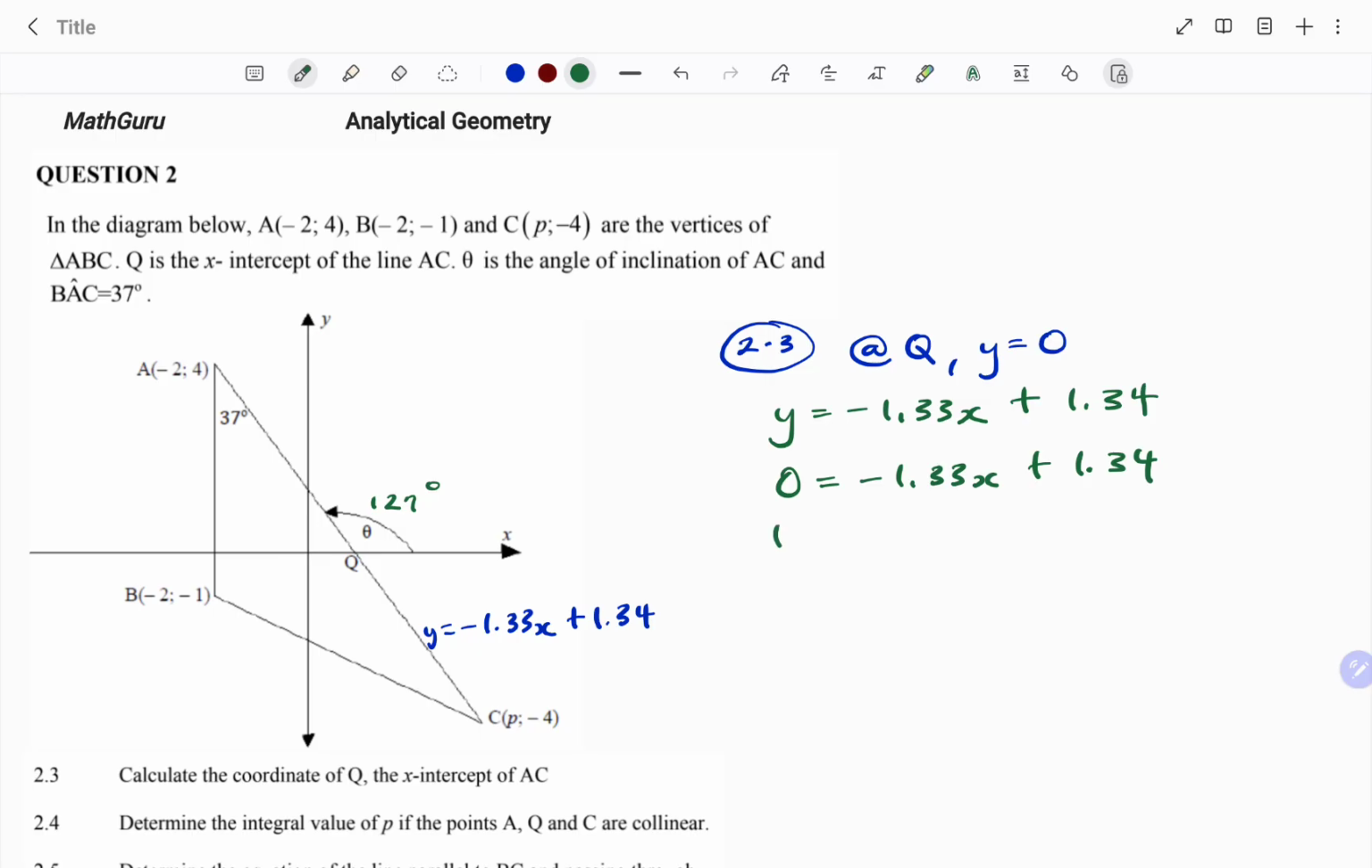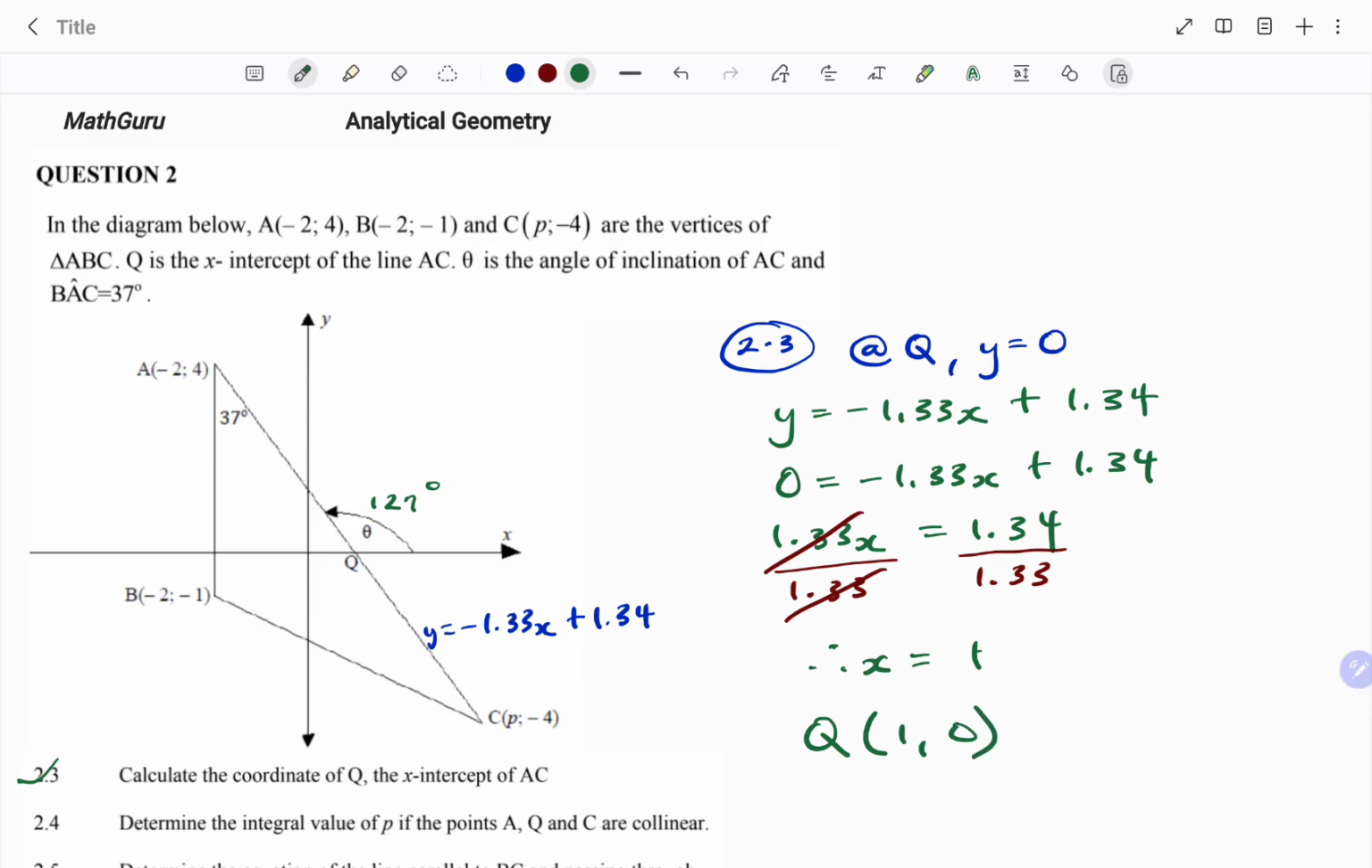So I'm going to solve for x. From there, I have 1.33x equals 1.34. Therefore, dividing both sides by 1.33, the 1.33 is cancelled out. Therefore, my x is equal to 1. Therefore, because I'm to find the coordinates of Q, my Q will have x value 1 and y value 0.